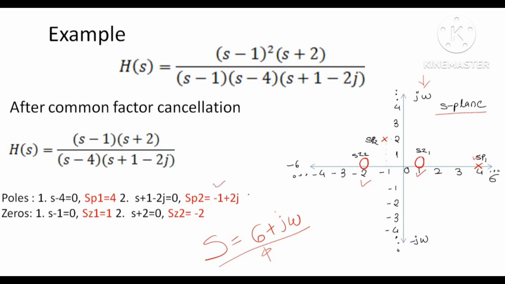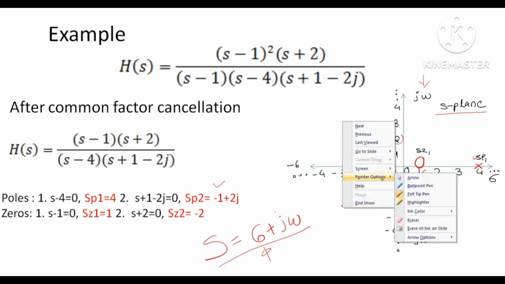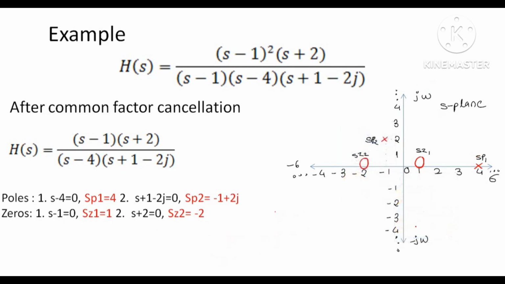Second, in this pole there is a real as well as an imaginary part. That is sigma equal to minus 1 and j omega equal to 2. So this cross point is here. Like this we can represent poles and zeros in the s plane. So this is it for this video. Thank you.